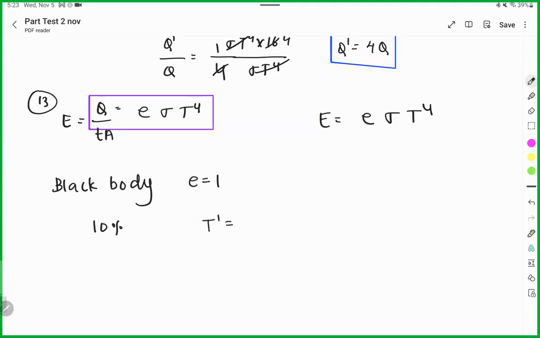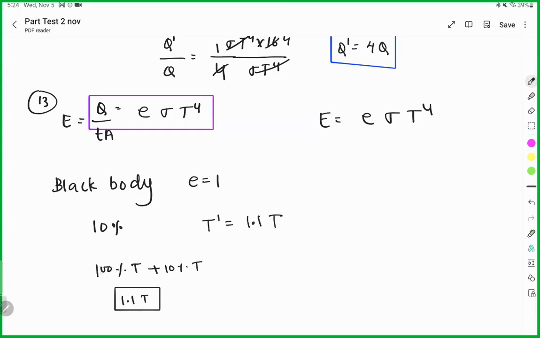New temperature will be 1.1 times the temperature. Why? Because initially it was 100% temperature, 1. Now you are adding 10%. So what is the value? Already it was 1, now 0.1, so 1.1. Yes or no? Increase in temperature by 10%. Yes sir.